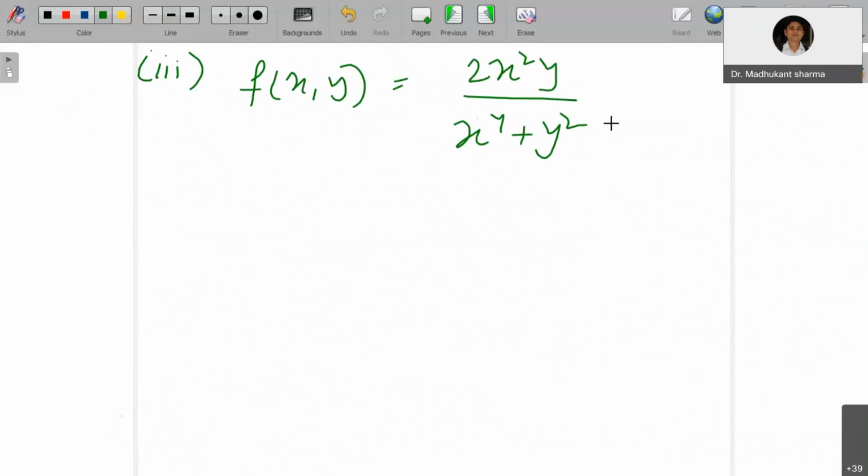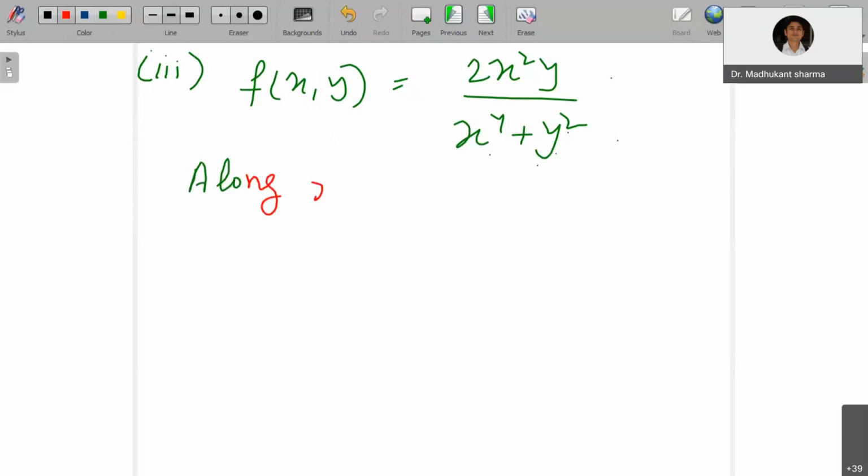Now I can comment straightforward that the numerator is continuous and the denominator is continuous. So this rational function is continuous everywhere except at the point where the denominator vanishes. The denominator will vanish only at the point (0, 0), since x to the power 4 plus y square involves even powers, so there is no negative value. So you need to check only at (0, 0). We can check the continuity at (0, 0). First we have to check whether this limit exists or not.